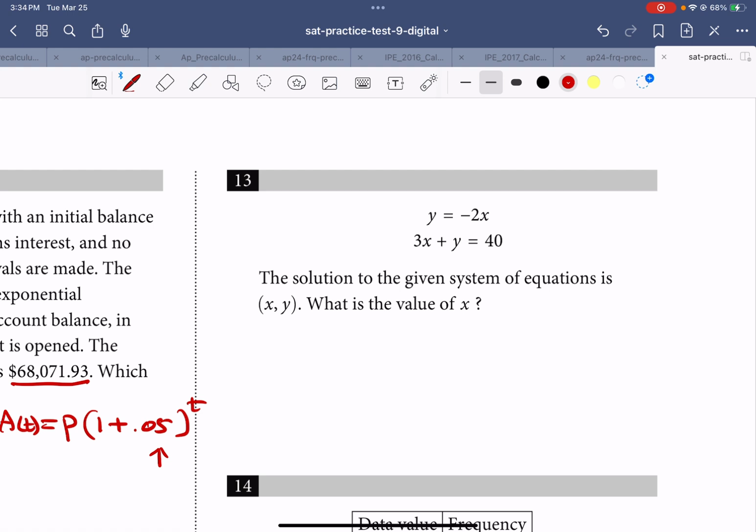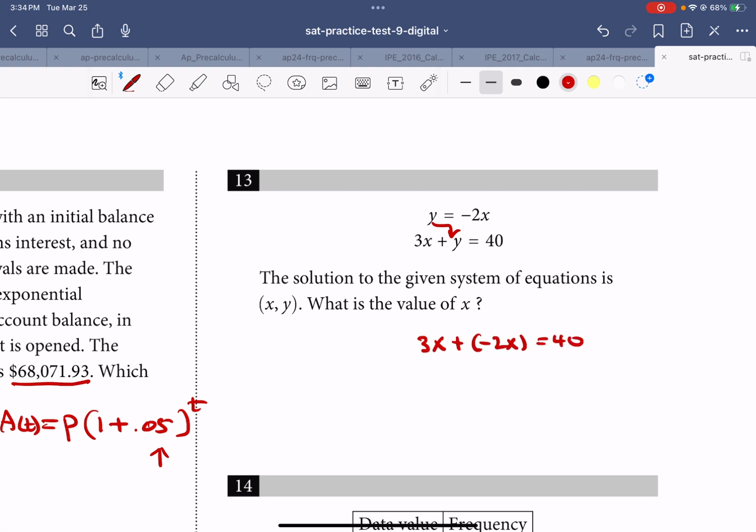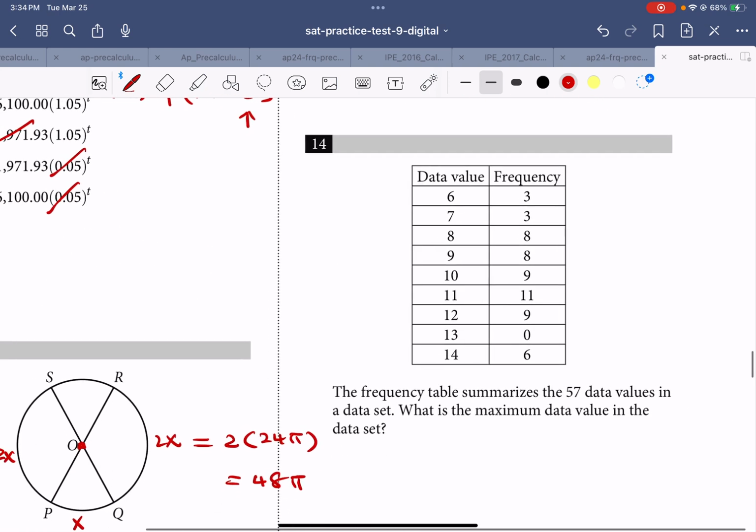13. The solution to the system of equations is x and y. So what is a solution? What is the intersection? And then the intersection x value. So you simply substitute y, y equals negative 2x, into the second equation. So 3x plus negative 2x equals 40. So then x is 40, right? Then you're done. X is 40. Number 13, yeah, that's the answer.